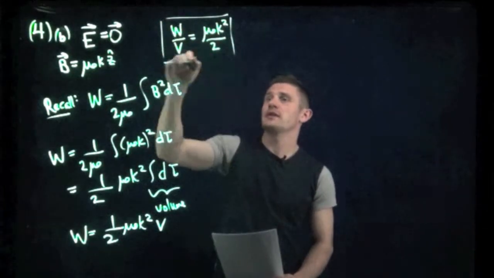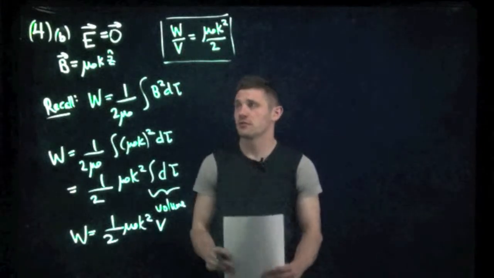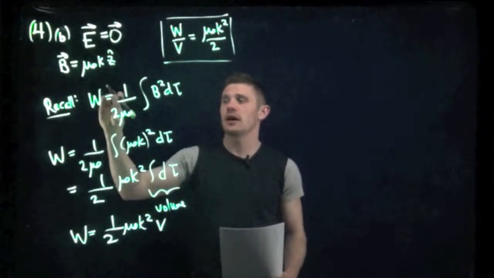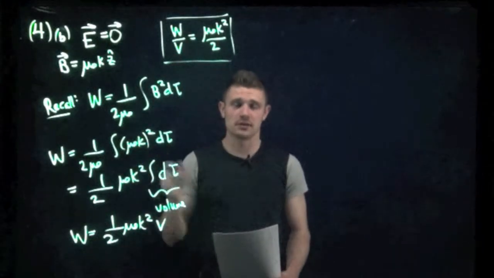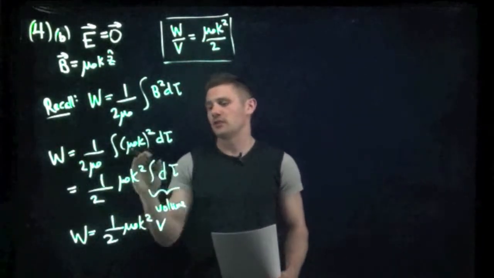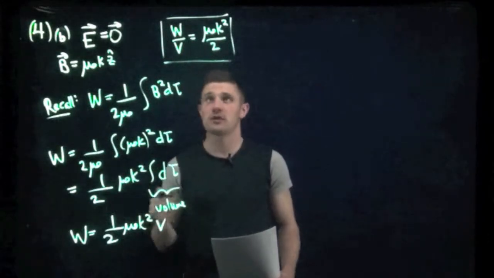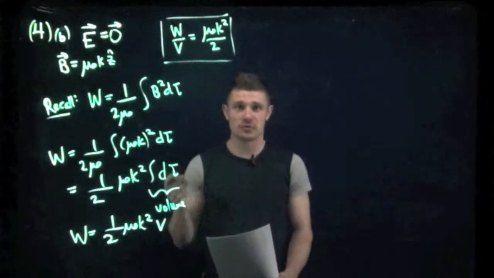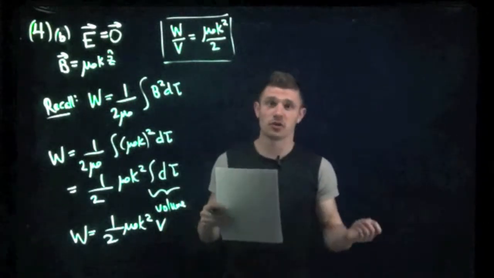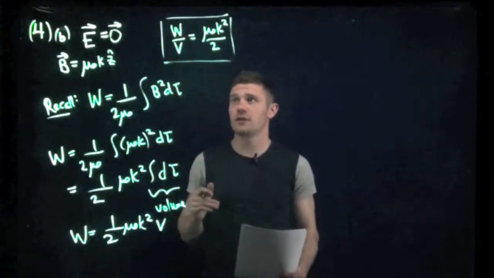So that's a pretty quick and easy problem to solve. Part B of question 4, where again we want to recall that the energy density is given by this formula, which because the electric field is 0, we can just use the B squared component. Then we solve the integral, we have some constants, we pull them out, we integrate, and the integral of d tau just by itself is some volume V, and of course we're looking for the energy per unit volume, so we get W over V.